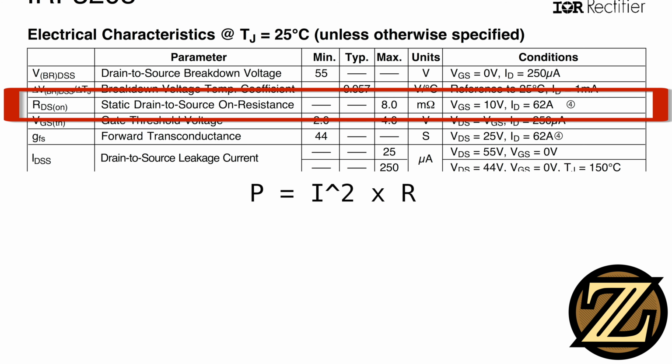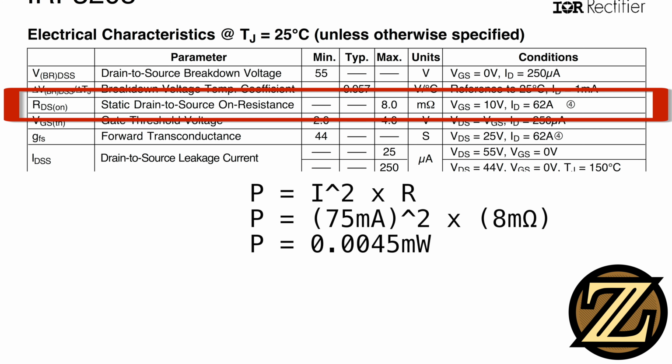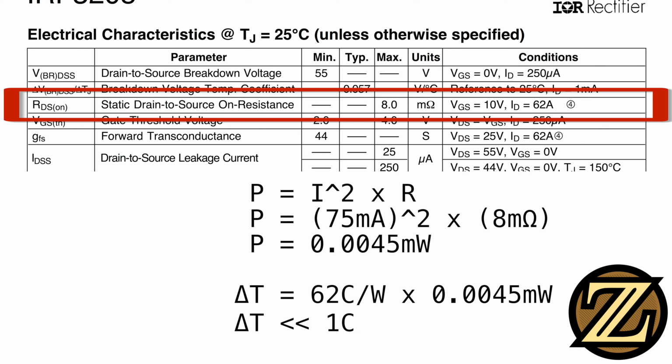The power calculation is easy. Power is equal to I squared R. Plugging in the values, we see we dissipate 0.0045 milliwatts. This, multiplied by our thermal resistance, yields an expected temperature increase of less than a degree Celsius, so therefore we shouldn't have to worry about a heat sink in this case.